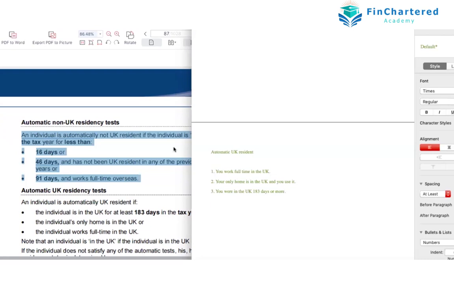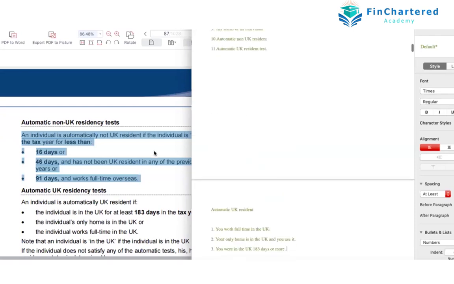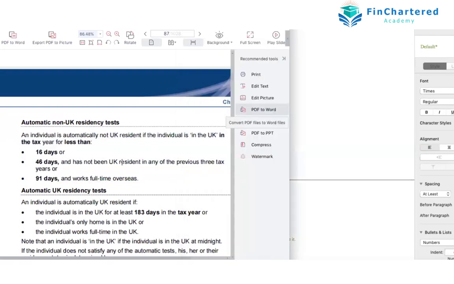So if you pass the non-UK resident test, you automatically become a non-resident. If you pass the UK resident test, you automatically become a resident, right? So when are you not a UK resident?